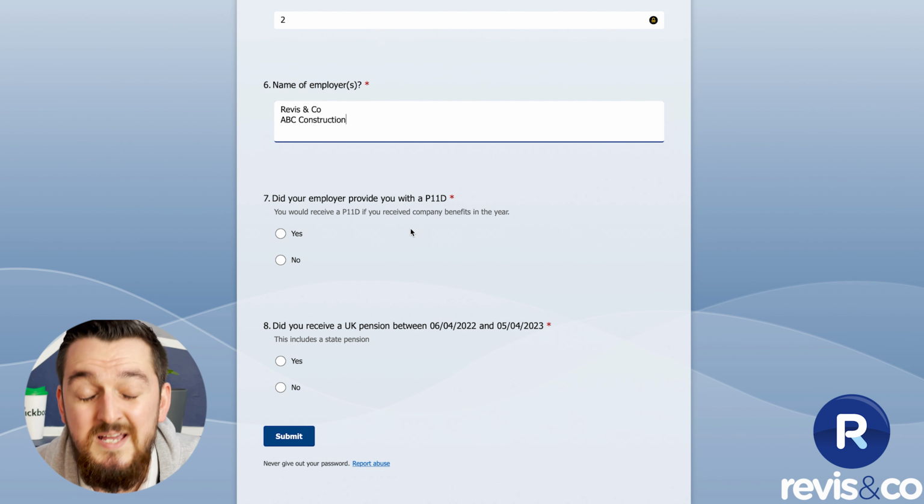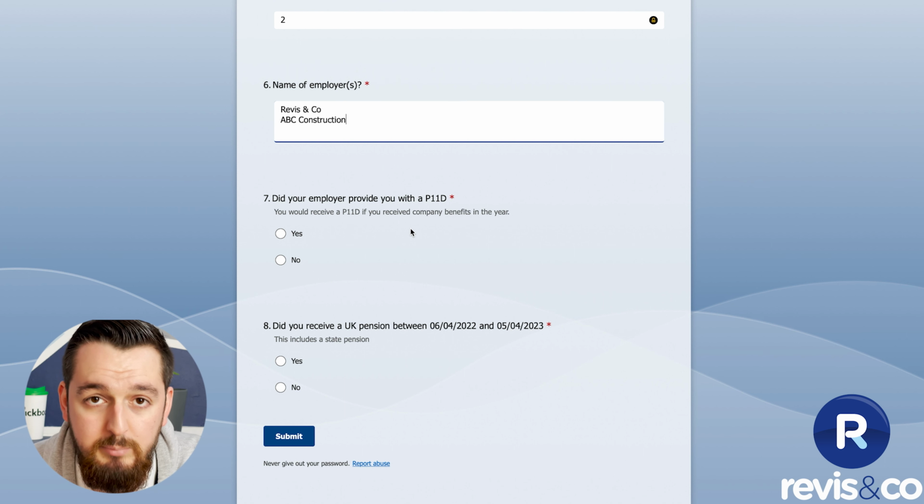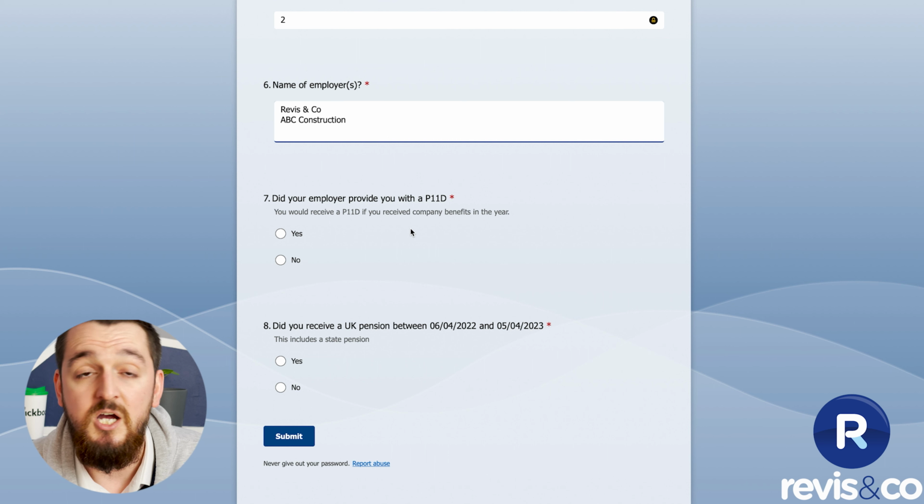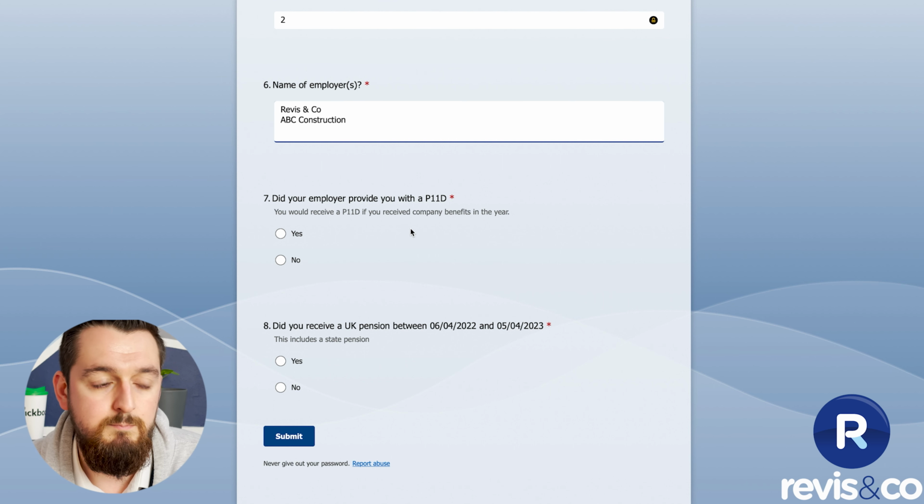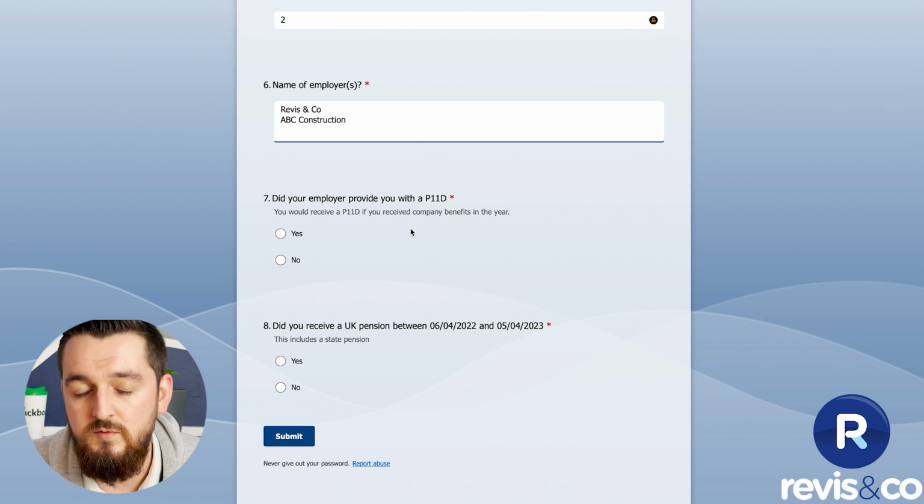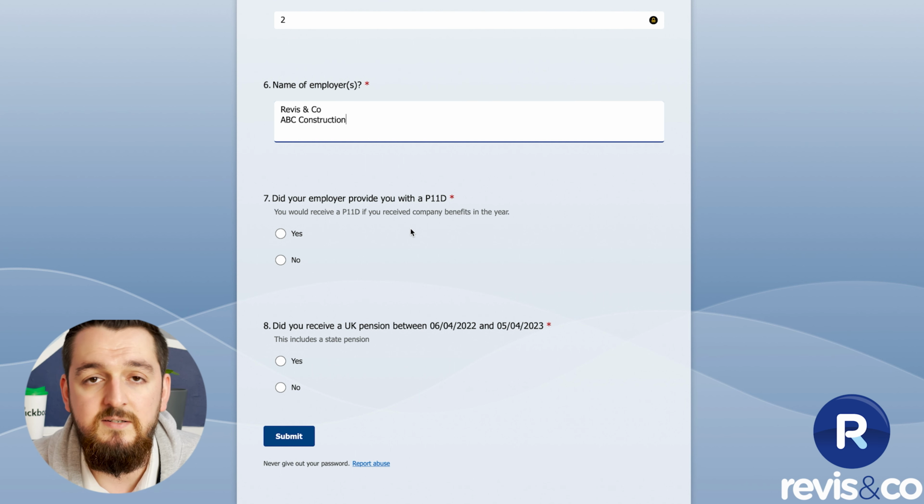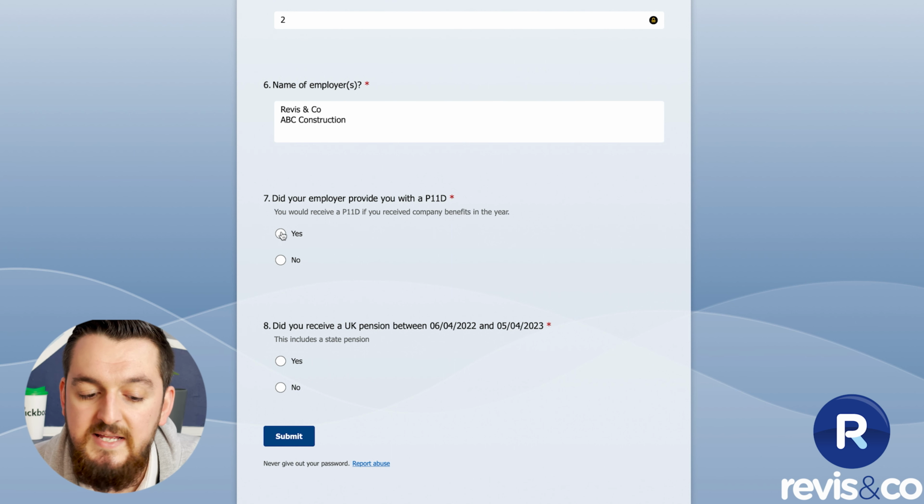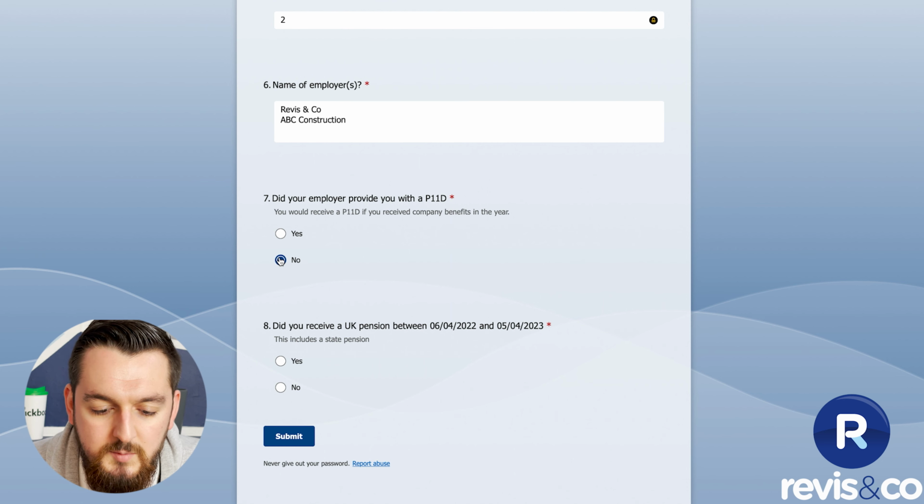Next one, did your employer provide you with P11D? And as you can see in the notes there, if you receive benefits from your employer, then this will be a yes, and you should have received a P11D, and that could be a car that you've had, medical insurance, fuel, any of that kind of stuff could go through as a P11D. And again, if you're a director with a director's loan, then you also would have received a P11D from us. So make sure you put yes in there on that one. I haven't, so I'm going to put no.